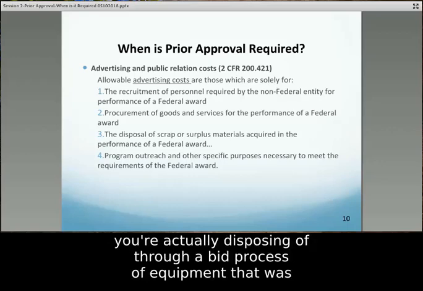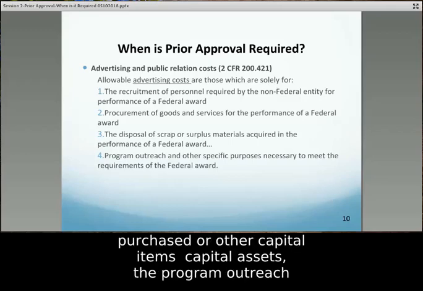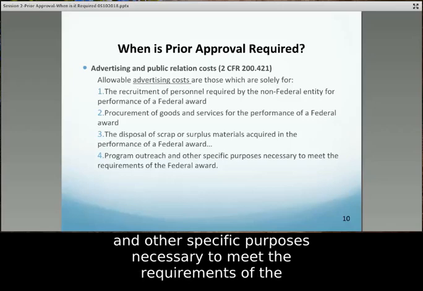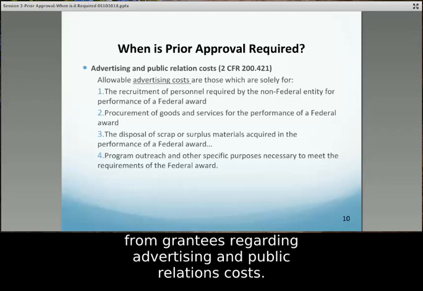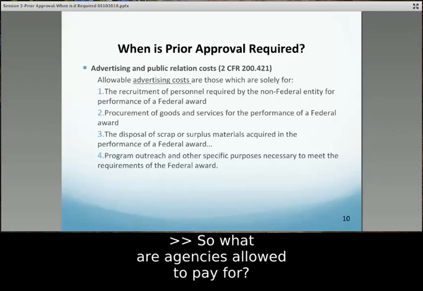So if you're actually disposing of, through a bid process, equipment that was purchased or other capital assets, program outreach and other specific purposes necessary to meet the requirements of the federal award. We received a significant number of questions from grantees regarding advertising and public relations costs. So what are agencies allowed to pay for?